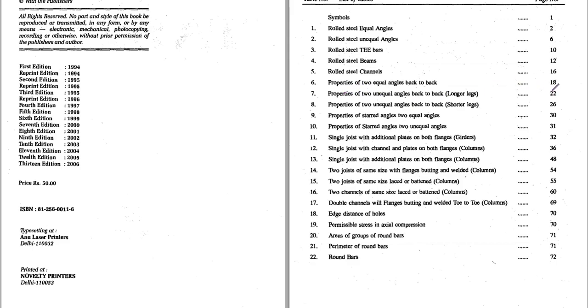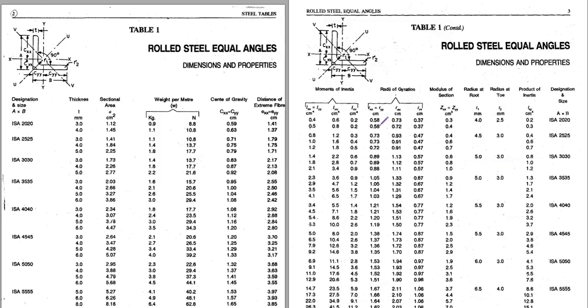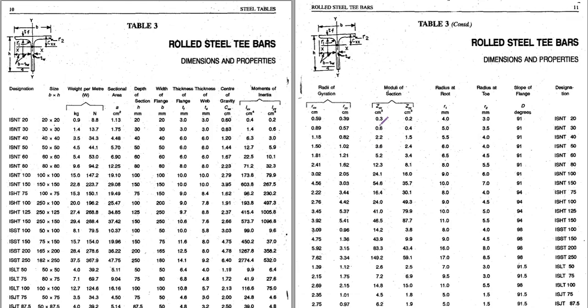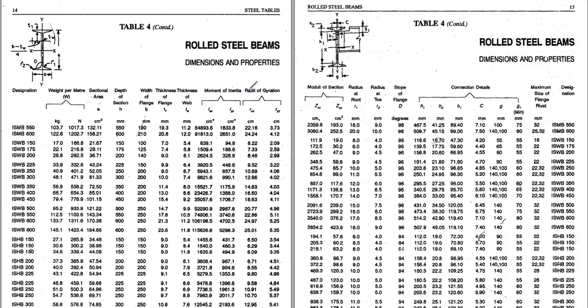So you have to go to page number 22. Page number 22, you can see the heading. You should be using this steel table, because if you use this steel table for the first time in your exam, you will face a lot of problems. So you should be habituated to use this code. Page number 22.